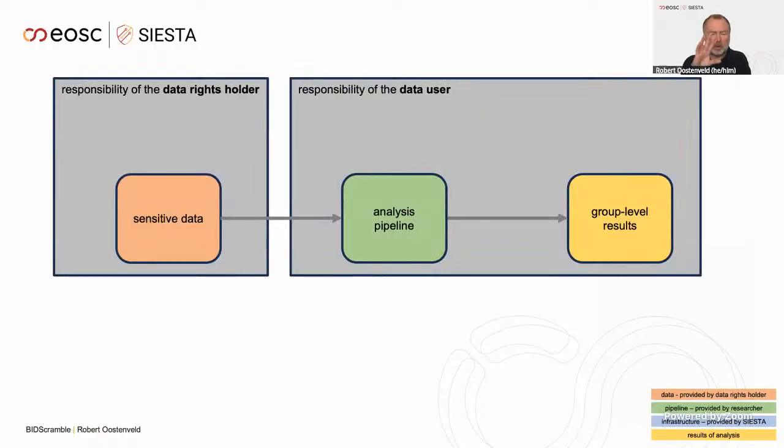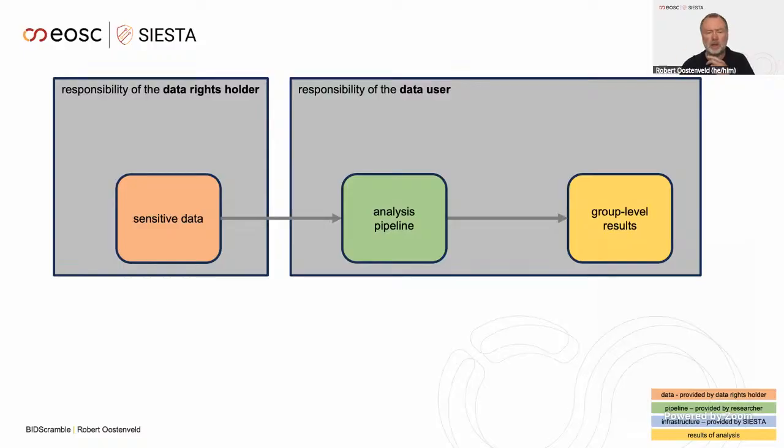So if we look at that in a more schematic fashion, then here on the left you see the sensitive data that is the responsibility of the data rights holder. And then we have the data user. The data user knows about the data set because sufficient details of the data set are apparently known. And the data user has a certain analysis in mind, and that analysis is then implemented in an analysis pipeline, which would result in group level results. Of course, the data user would preferably have access to the sensitive data, but that is not possible, so there's a hard boundary between the two.